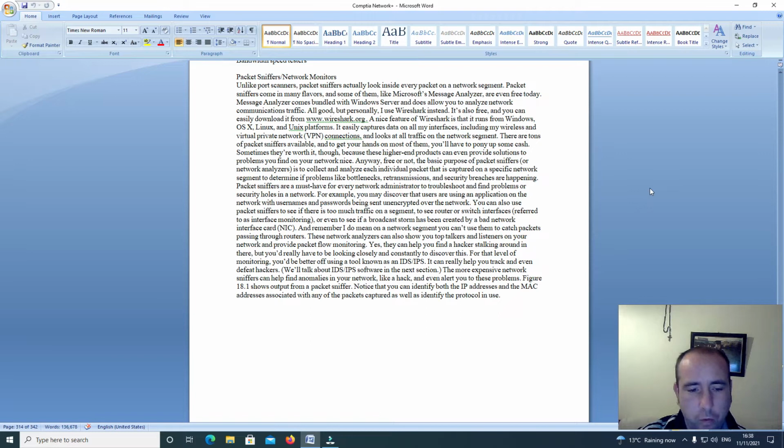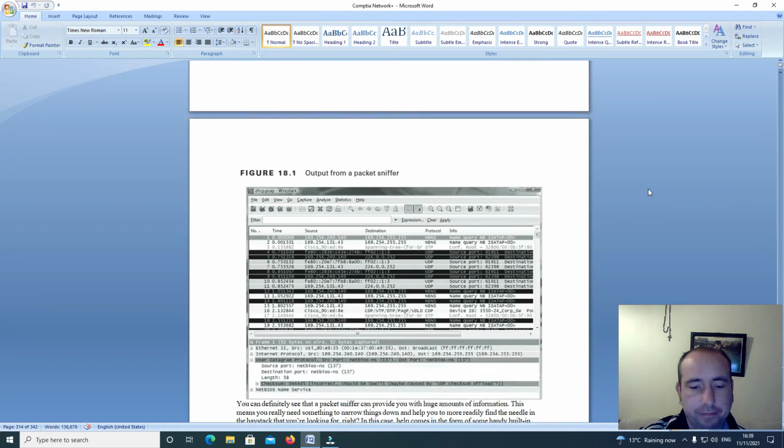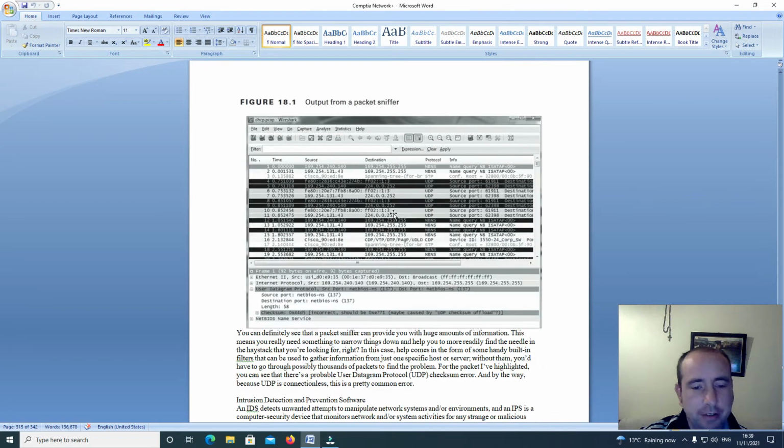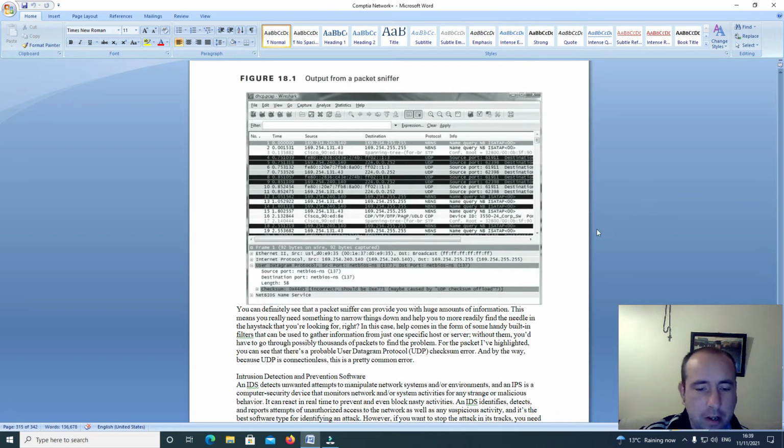Figure 18.1 shows the output from a packet sniffer. Notice that you can identify both the IP address and the MAC addresses associated with any packet captured, as well as identify the protocol in use. So here you can see the output from a packet sniffer. You can definitely see that a packet sniffer can provide you with huge amounts of information. This means you really need something to narrow things down and help you more readily find the needle in the haystack that you're looking for.